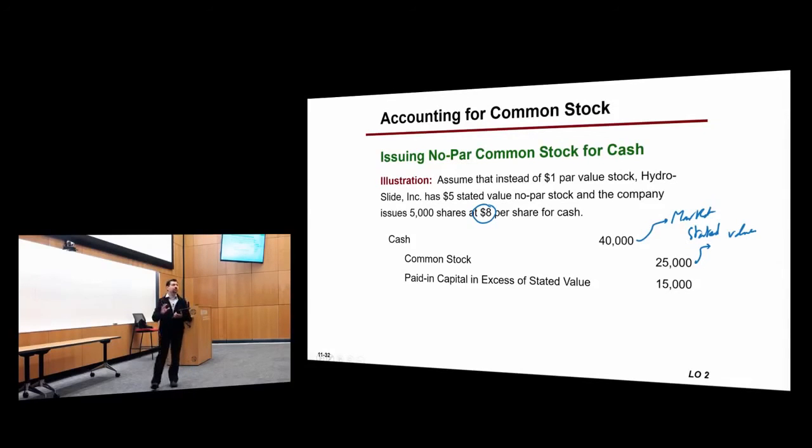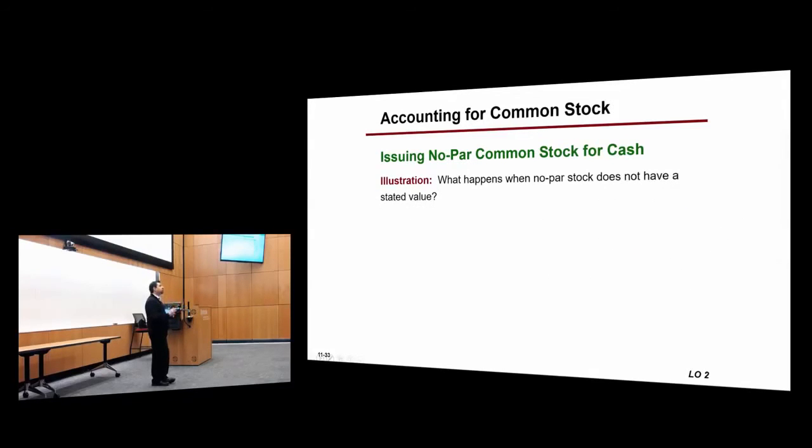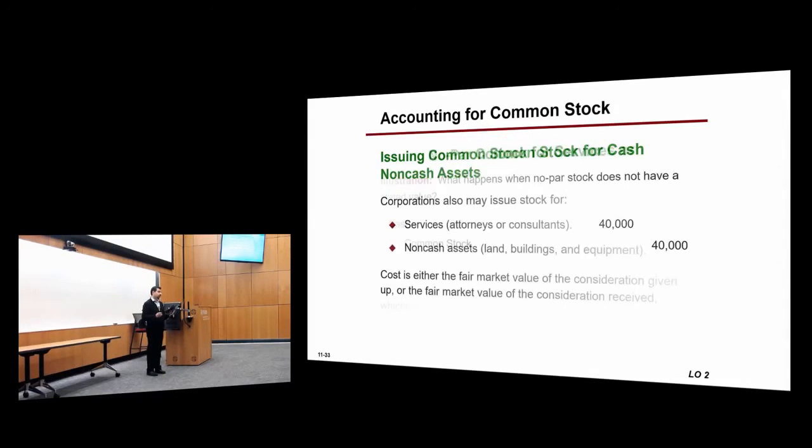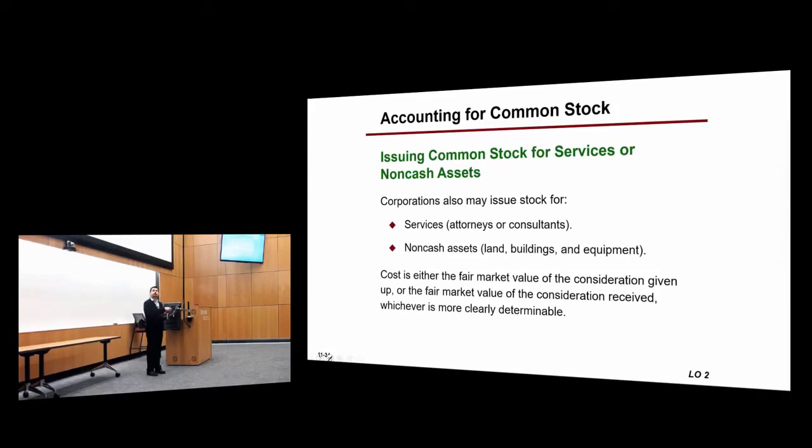So here, as you try to understand the concept, it's very simple, right? This is when the company issues no par common stock that has stated value. If the common stock had no par value and no stated value, the whole amount will be credited to common stock. There will be no paid-in excess because there is no stated value nor a par value. Any questions? Okay, so we'll stop here.